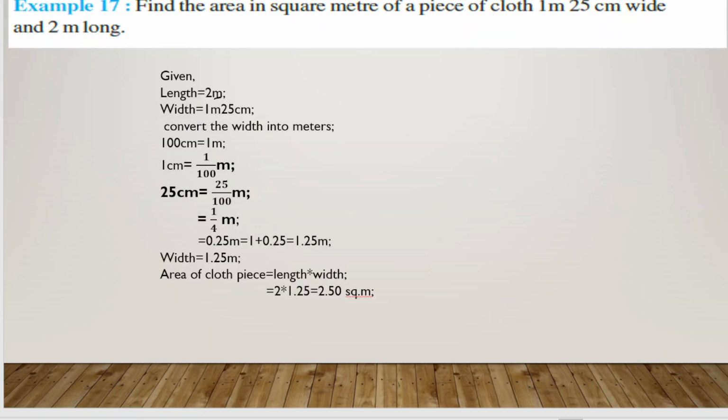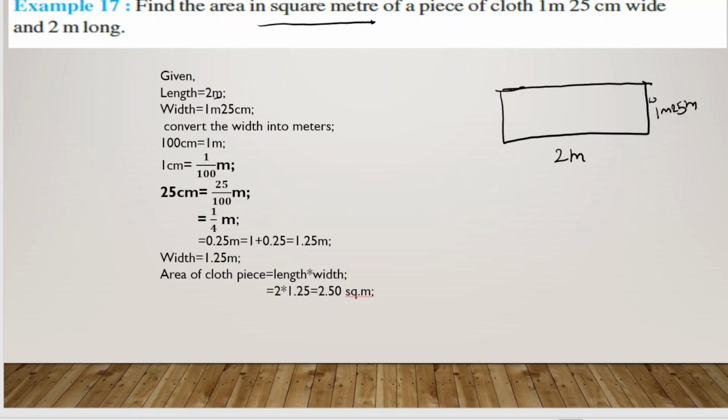And find the area in square meters of a piece of cloth 1 meter 25 centimeters wide and 2 meters long. Assume this as a rectangular piece of cloth and its length was given 2 meters and width was given 1 meter 25 centimeters. Here we need to find out the area of the cloth in square meters. We need to find out in square meters, but here the width was given in meters and centimeters. So let's convert the width into meters.